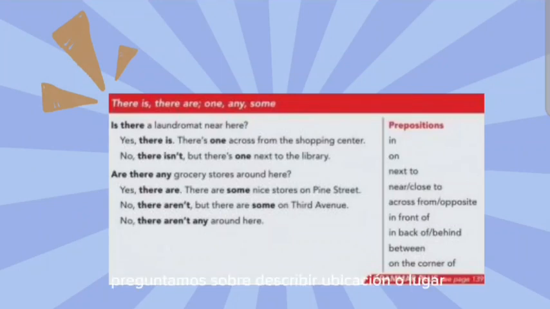In this unit, we are asking about and describing the location of places, asking about and describing neighborhoods, and asking about quantities. There is and there are are used to indicate the existence of something.